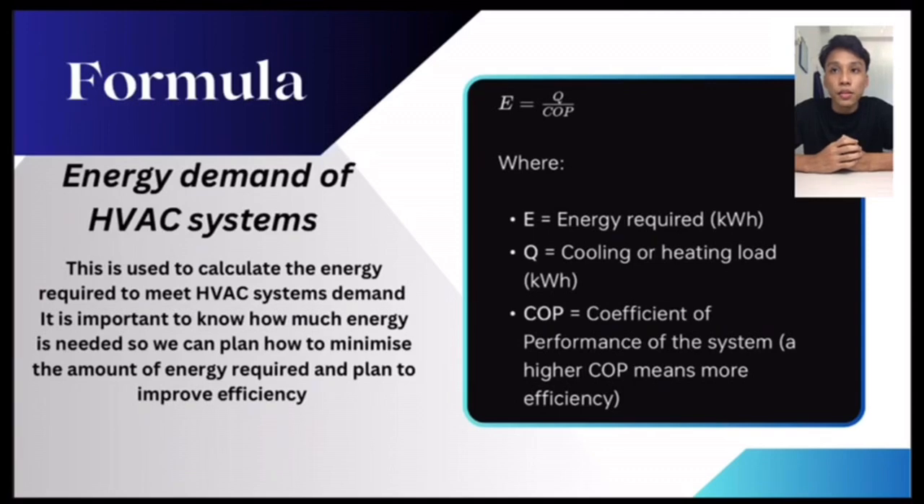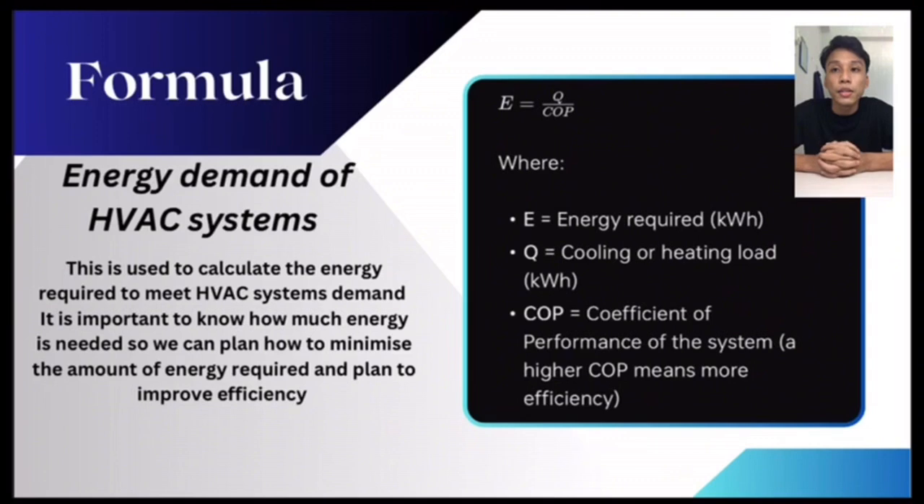is energy demand of HVAC systems. HVAC stands for heating, ventilation and air conditioning. The formula is E equals Q divided by COP. E is energy required in kilowatt hours, Q is cooling or heating load in kilowatt hours, and COP is coefficient of performance of the system.